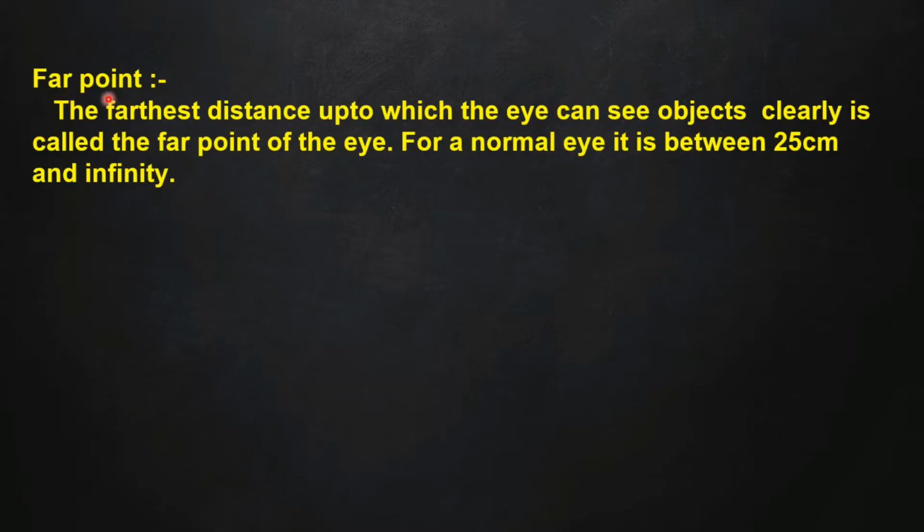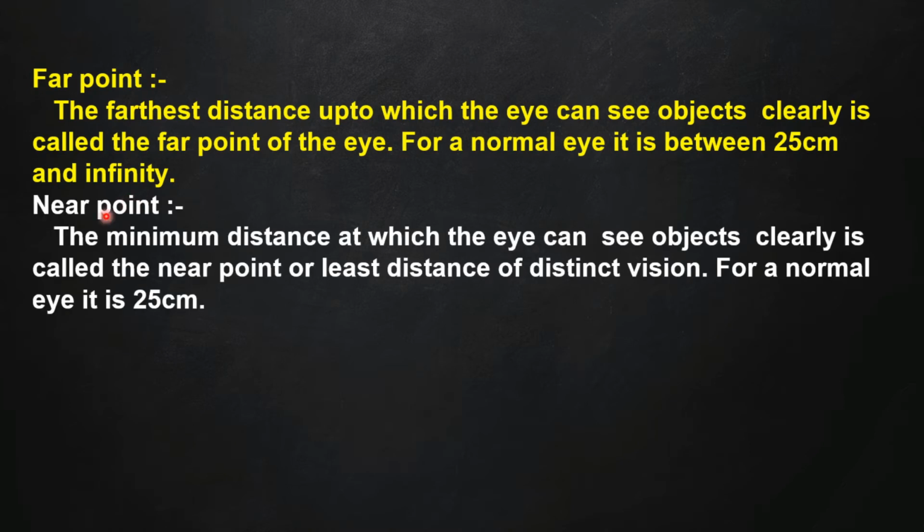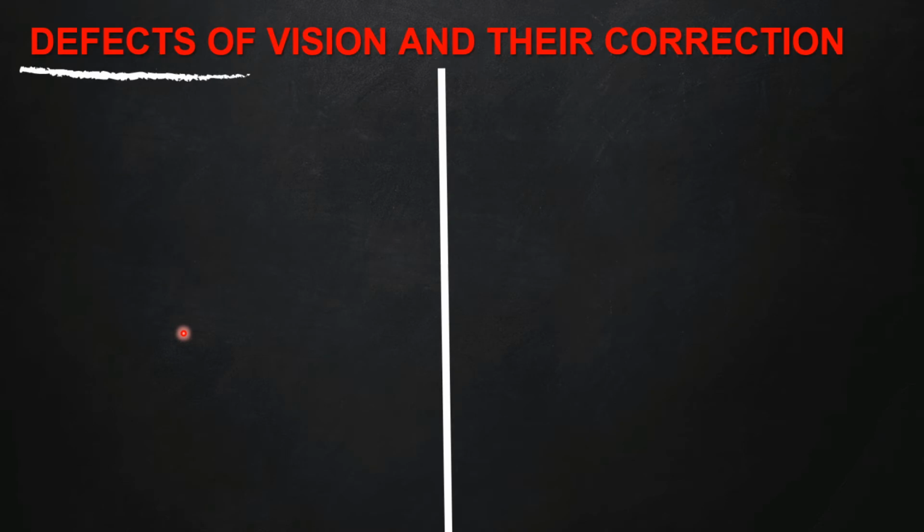Now what do you mean by far point? The farthest distance up to which the eye can see objects clearly is called the far point of the eye. For a normal eye, it is infinity. What is near point? The minimum distance at which the eye can see object clearly is called the near point, or we can say least distance of distinct vision. For a normal eye, it is 25 centimeter.